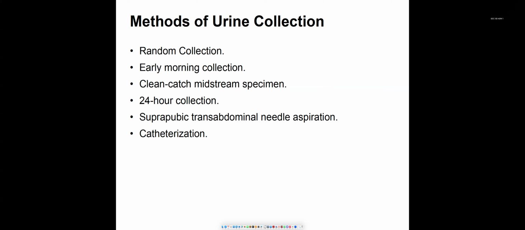You have suprapubic transabdominal needle aspiration. A sterile needle is inserted through the abdominal wall into the bladder, used when contamination must be avoided, often in infants or specific medical conditions. Catheterization. A sterile catheter is inserted into the urethra to collect urine directly from the bladder, used for patients unable to void naturally or when a sterile sample is required.